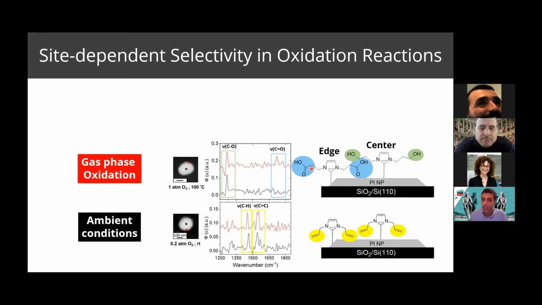And this tells us that on the edge, again, the edge is more reactive, but this time we see selectivity, and we see that there is this carboxylic acid on the edge.